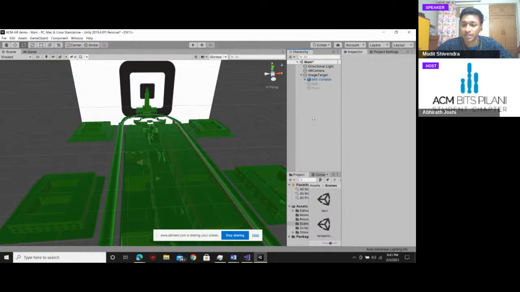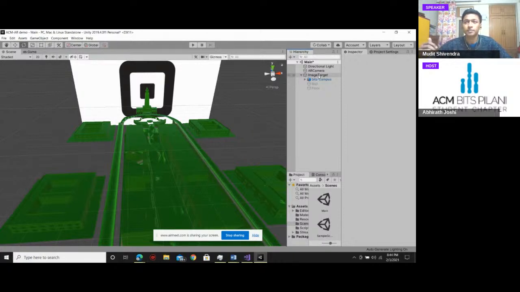Now what happens is that once we have our model set up, we need to add an image target. Now augmented reality and virtual reality work with two concepts. One is with a marker and the other one is without a marker. So I'll be talking about how to do it with a marker, and here we have to add an image target which the camera will recognize and hence display our model over it.